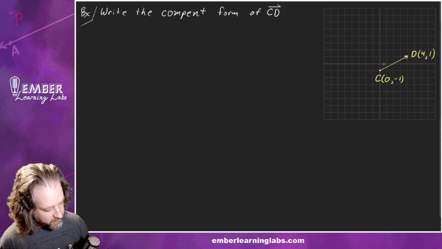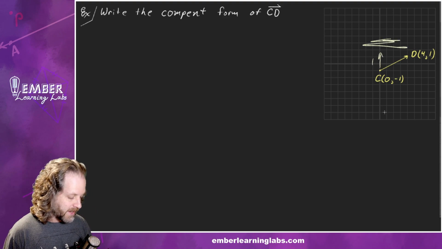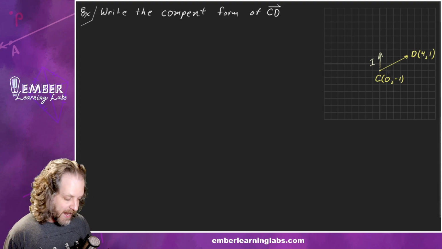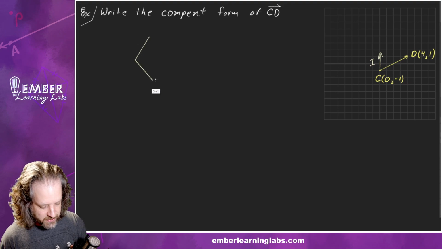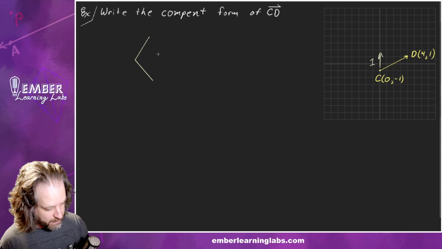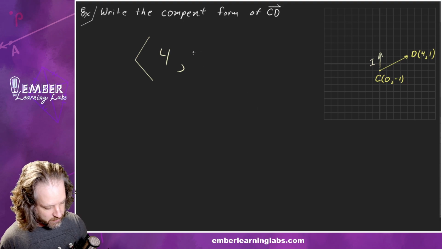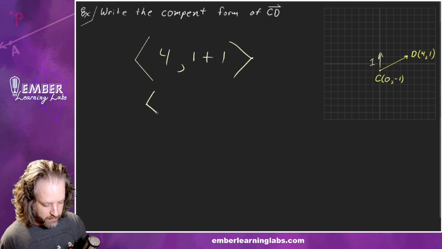So starting out, we need to figure out if we moved this to standard form, what would we do? We have to move that tail up 1. We wouldn't have to move to the left or the right, because it's already on that y-axis, so that part is correct, but the y part isn't. So in order to write the component form of this vector, the x part would still be 4, but the y part we'd have to shift up 1, so it would be 1 plus 1, which would give us a component form of 4, 0.